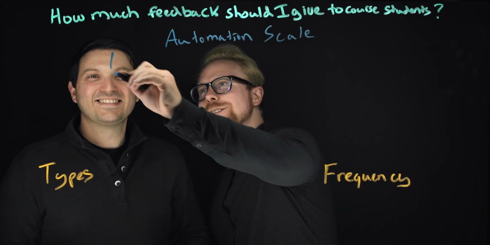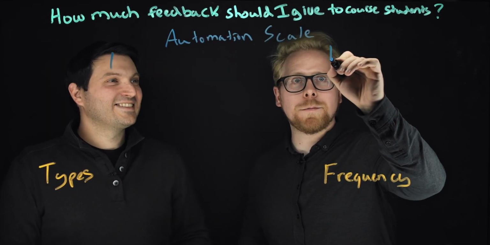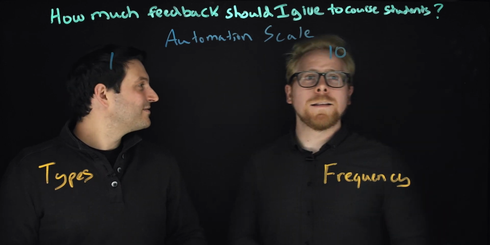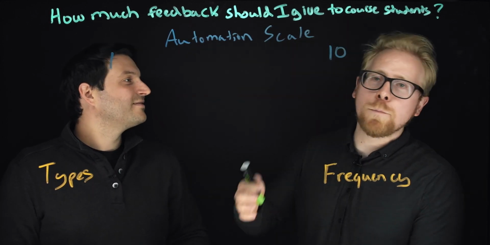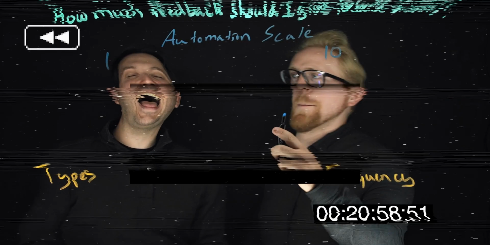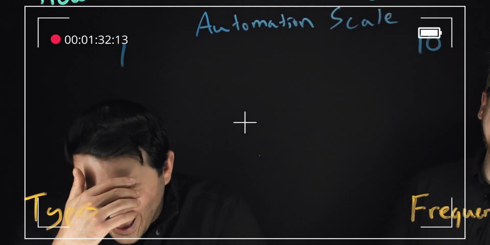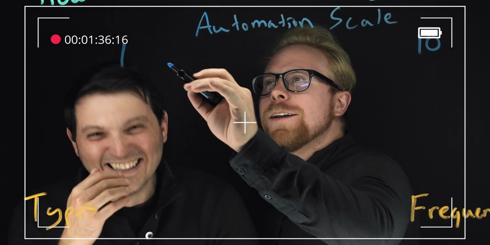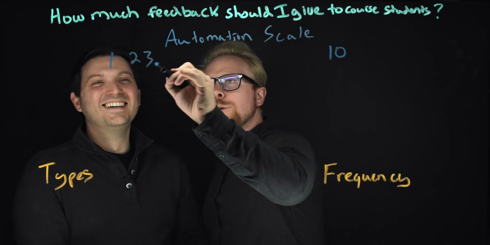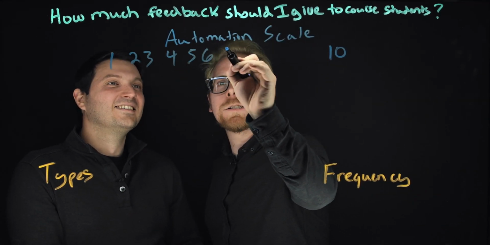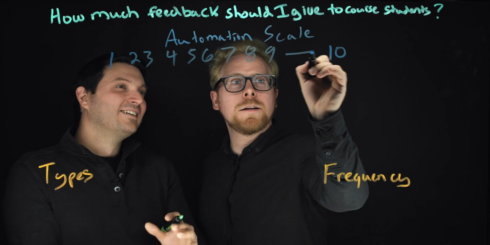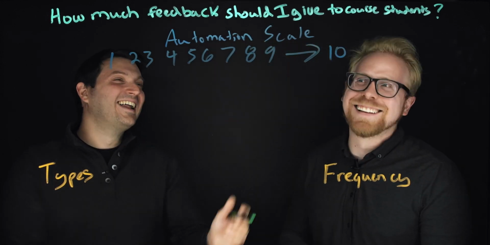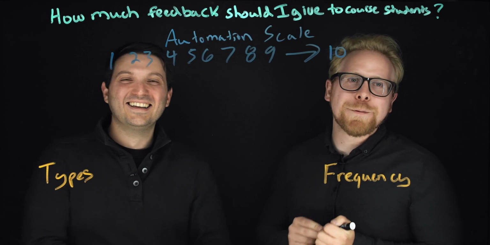So our automation scale is from 1 to 10. Most scales are from 1 to 10, unless you're me and you get on the scale, I'm more around 175. But if you're looking at 1 to 10, there's going to be a 2, a 3, a 4, a 5, a 6, a 7, an 8, a 9, and then you go to 10. So this is the automation scale.